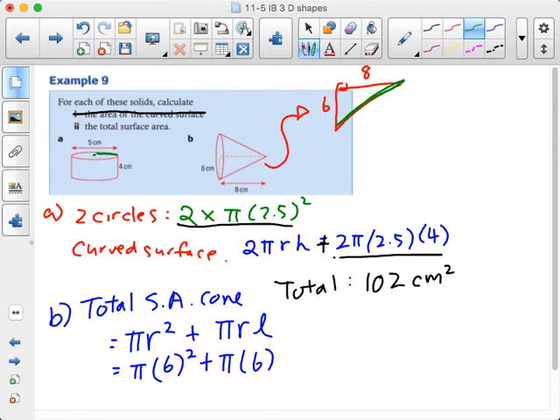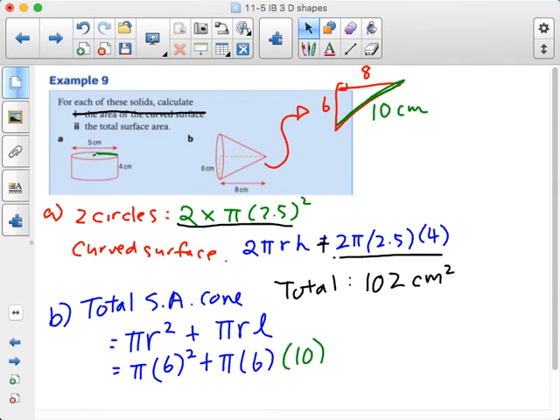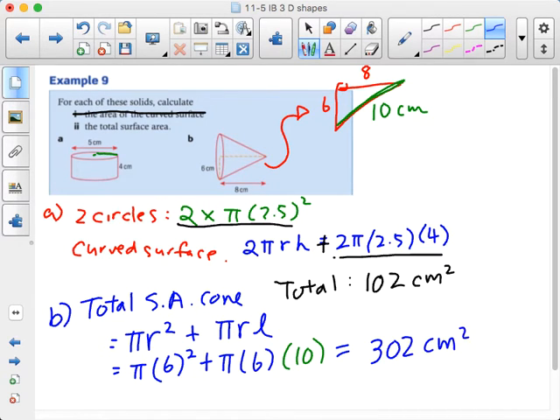The way that I'm going to figure out the slant height is by using the Pythagorean theorem, and if you do that, then you should get that this slant height is equal to 10. So that is the number 10 that I'm going to put into my formula right here. Once I calculate all of that in my calculator, I should get 302 square centimeters.